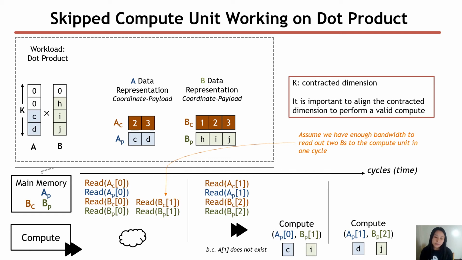Of course, this is based on the assumption that it is possible to have two sets of B values in our queue. If there aren't two sets of B values, then skipping wouldn't help. So you can imagine in the analysis, the bandwidth of reading out A and B matters, and the skipping will perform worse if we do not have enough bandwidth.